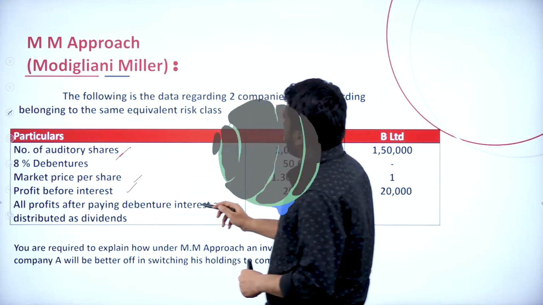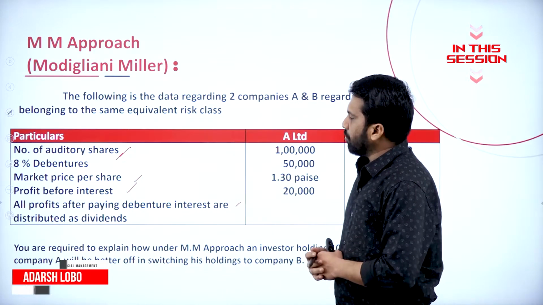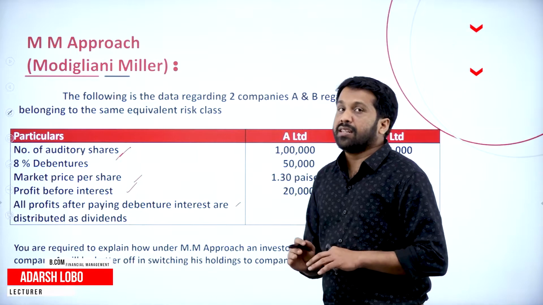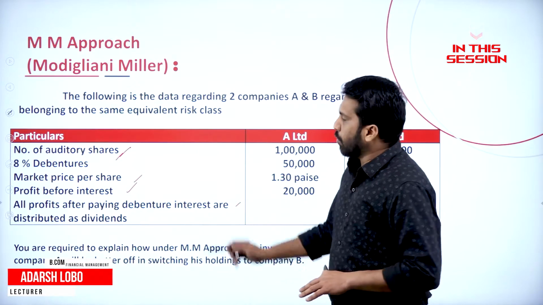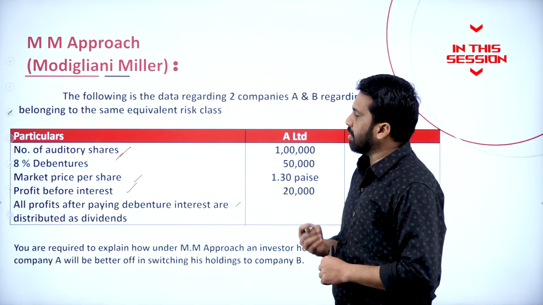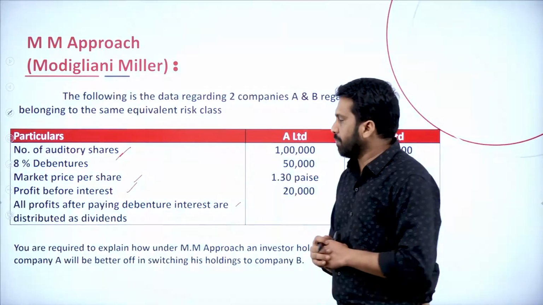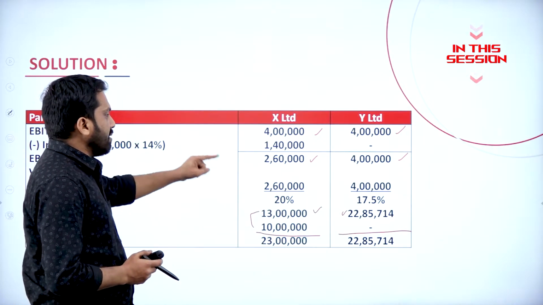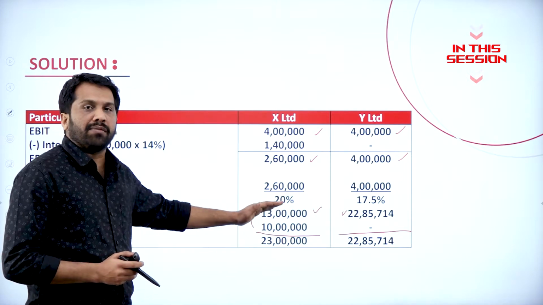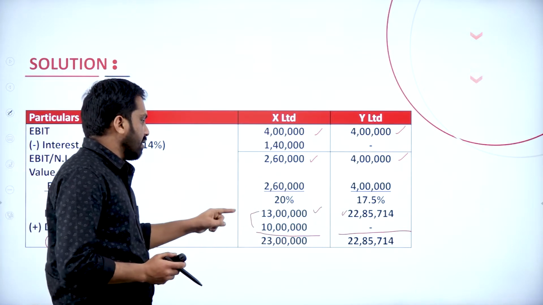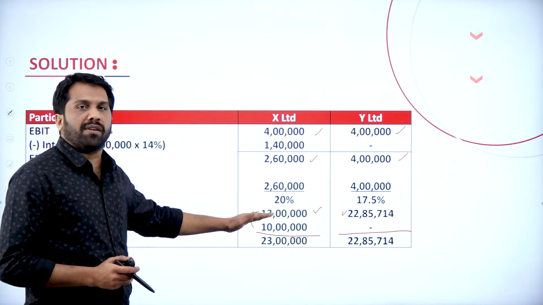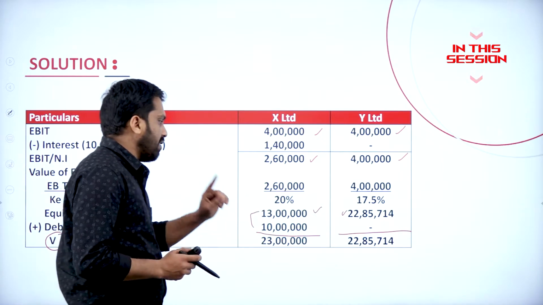All the profit after paying debenture interest is distributed as dividend. That means there is no retained earning. Whatever profit they have earned is distributed to the shareholders. So we take EBIT minus interest, we get a value, divide it by the cost of equity, and we get the value of equity. Value of equity plus debenture will be the value of the firm.